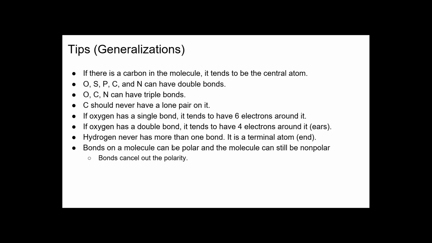If oxygen has a single bond, it tends to have 6 electrons around it. If oxygen has a double bond, it tends to have 4 electrons around it. Think about ears. Hydrogen never has more than one bond. It's a terminal atom. That just means an end. Bonds on a molecule can be polar, and the molecule can still be non-polar. Bonds will cancel out the polarity. So this is a summarization of this lab.